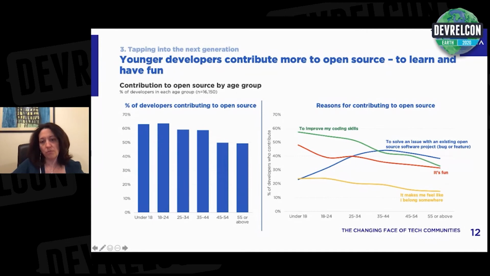Why do people contribute? These are just 4 of the reasons that we track. You can see that to improve my coding skills, the green line there goes down with age, as does fun, unfortunately. So the younger ones contribute, not use, contribute, to improve their skills and to have fun. They also, and that is the key here, I think, for this audience, feel they belong somewhere. So it's the sense of community that has been intensified through open source. And we have seen that companies that have jumped on the train and tried to build a community around open source or support existing communities are doing really well. So there's certainly something to keep in mind.